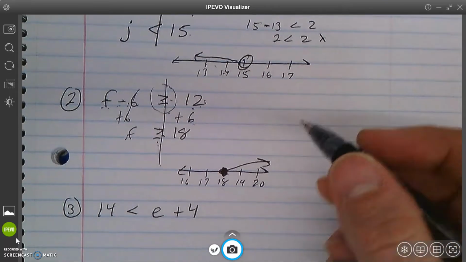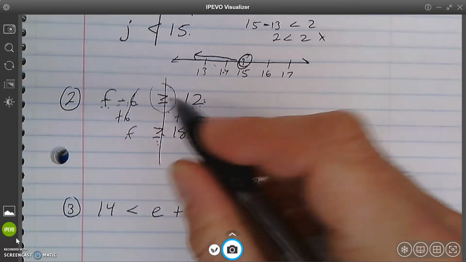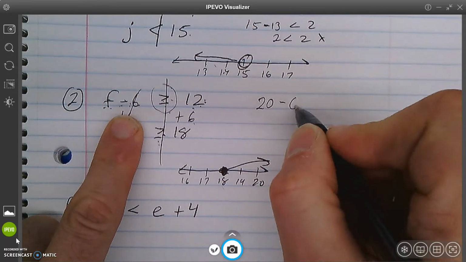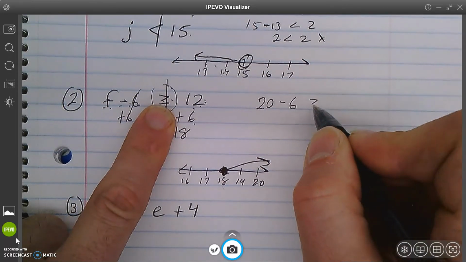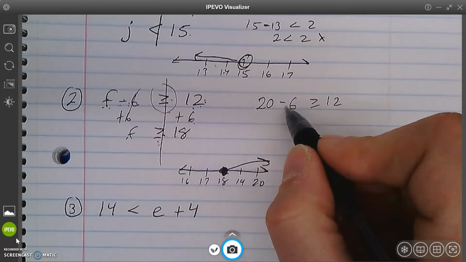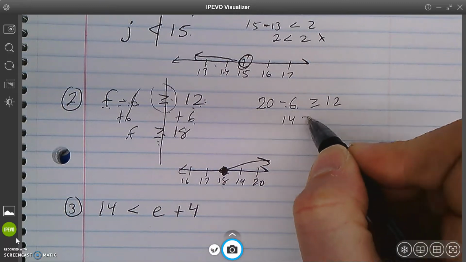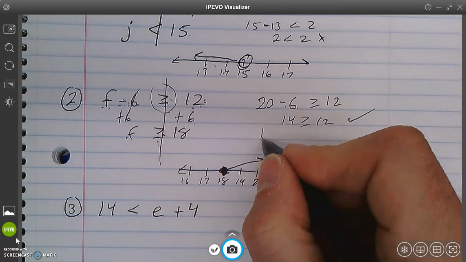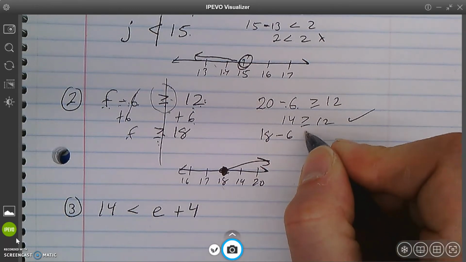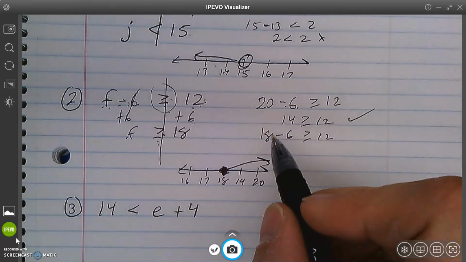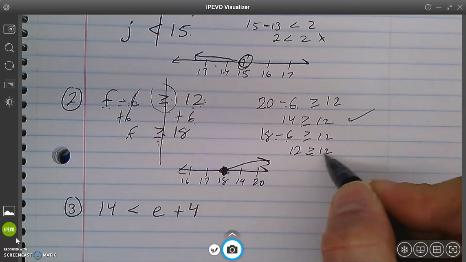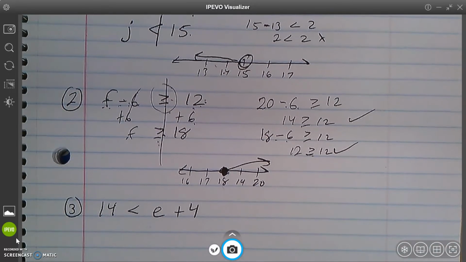All right, let's practice one. Let's choose 20. Would 20 work? 20 minus 6, is that greater than or equal to 12? 20 minus 6 is 14. That's bigger than 12. Does 18 work? 18 minus 6 is 12. 12 is not greater than 12, but 12 is equal to 12, so that works. So anything 18 or bigger works.